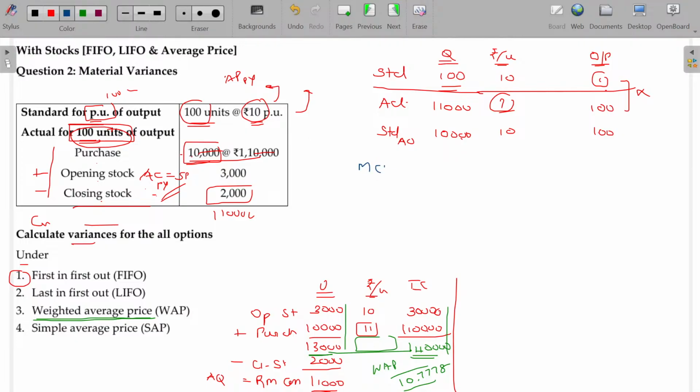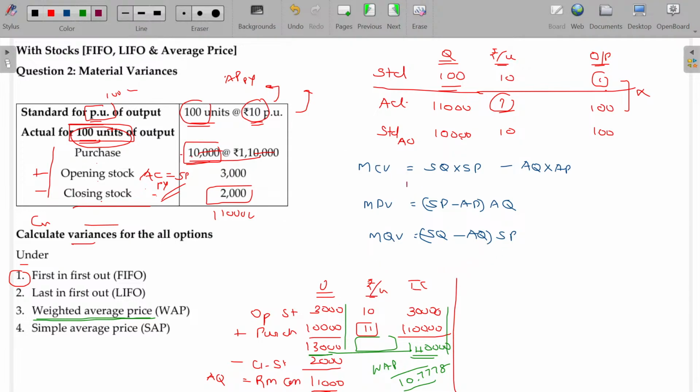Material cost variance is equal to... Now the sum is very simple because you get the actual price being only one rate. So normal one. Material cost variance is equal to standard quantity into standard price minus actual quantity into actual price. Material price variance is equal to standard price minus actual price into actual quantity. Material quantity variance is equal to standard quantity minus actual quantity into standard price.